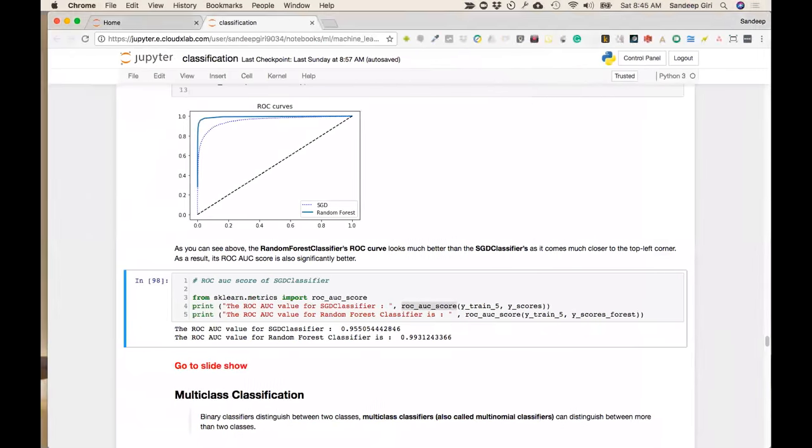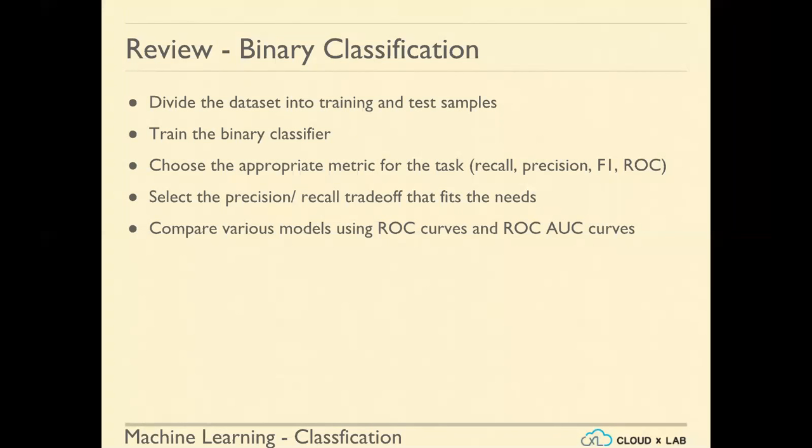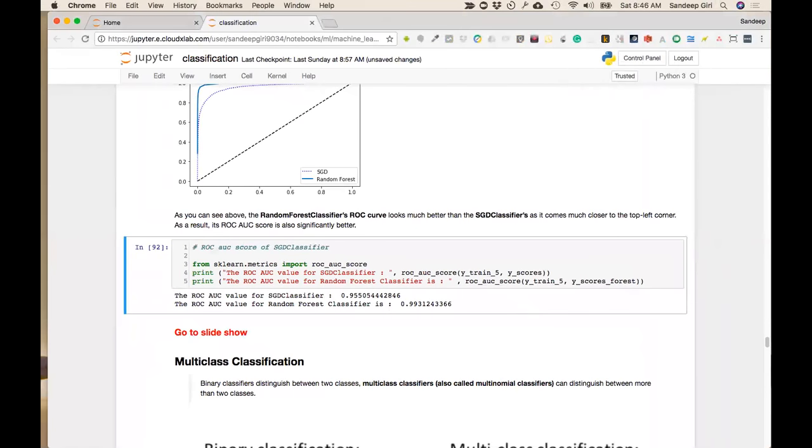Yeah. So here you can see the area under the curve is this. All right. So you can see clearly that the random forest classifier has a better area under the curve. Right. The perfect algorithm will have 1 as the area under the curve. AUC stands for area under the curve.